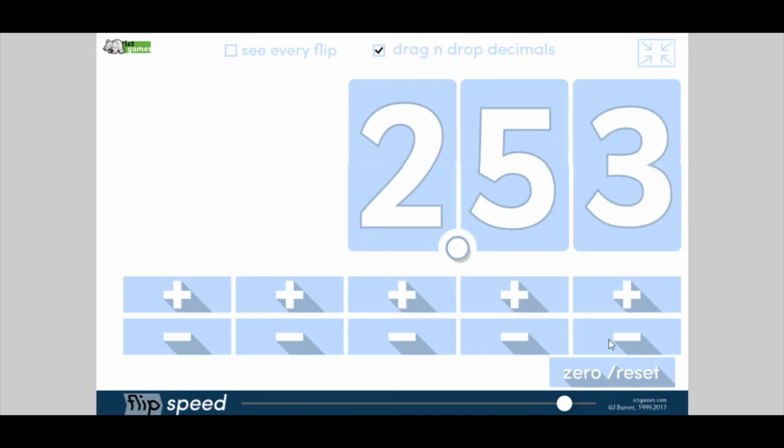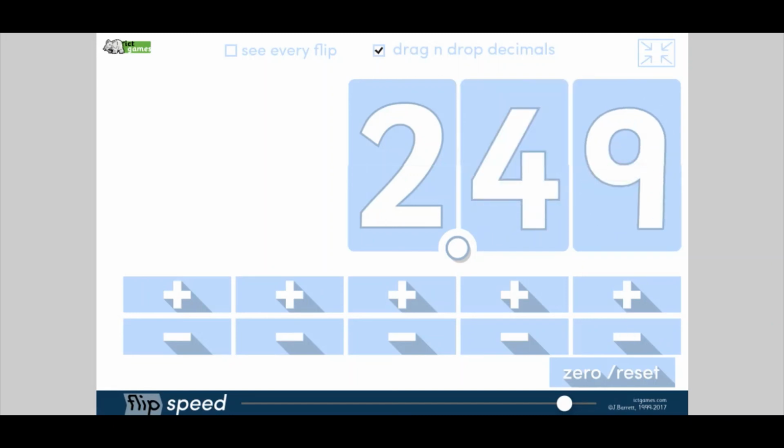If I kept going, the same thing would happen here. 2.50, okay, can't take away another one from the 0, so we exchange over. The 5 will change into a 4, and then the 9 will be moved over there so that we can start taking away again. Excellent. Okay, so hopefully that will help you with those questions on your sheet.